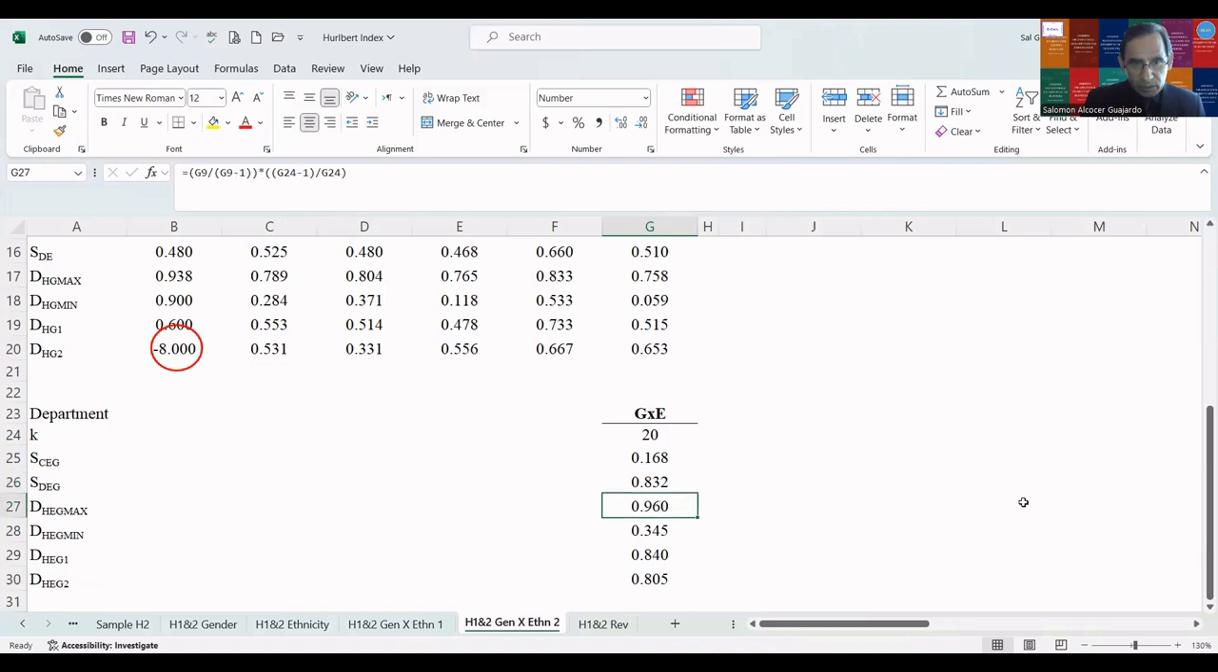In order to obtain the Hurlbert index for gender and ethnicity combined, it's going to be the number of individuals in an organization divided by the number of individuals in an organization.